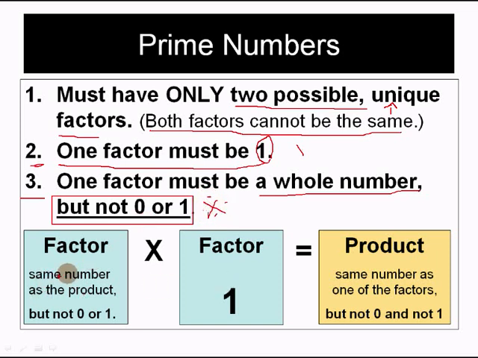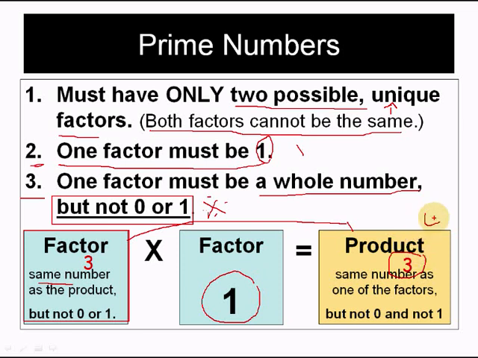So this is how it looks. One of the factors would be the same number as the product. We have 3 here. This factor has to be the same number as the product. The other factor is 1. So 3 into 1 is 3. There should be no other number which can give the product.